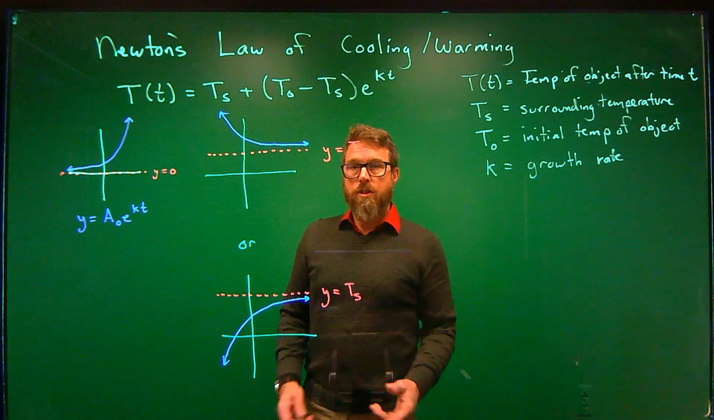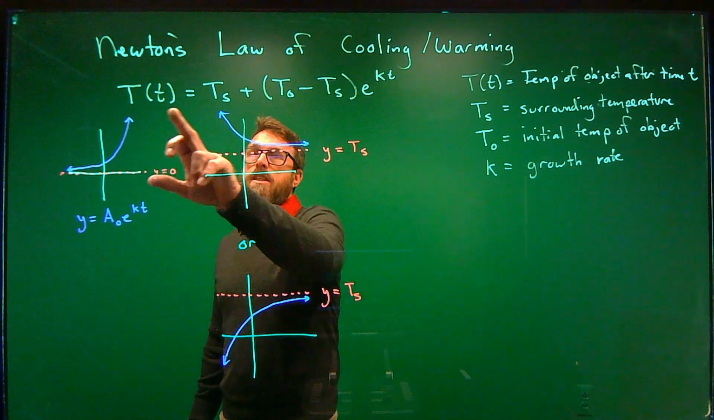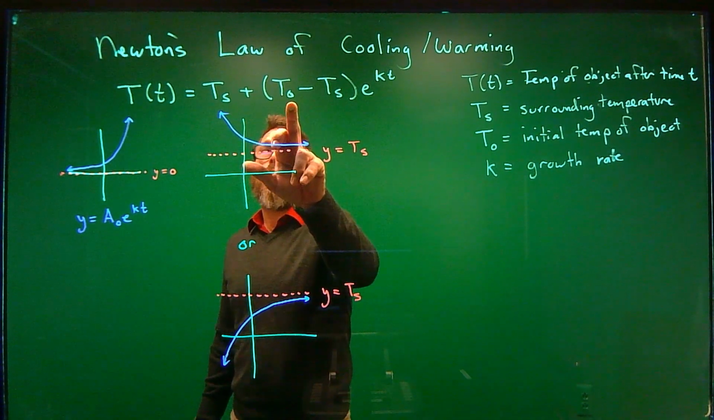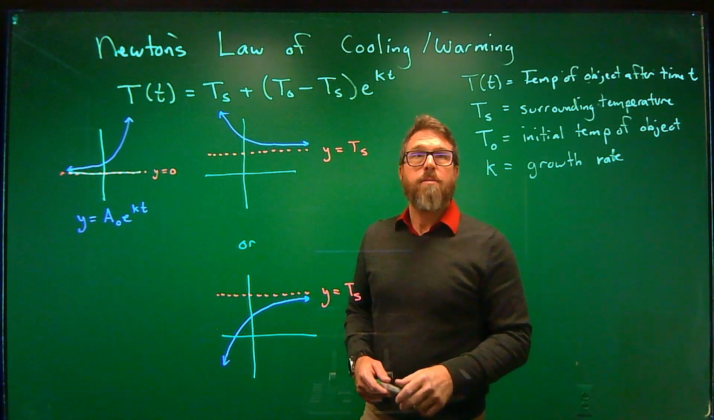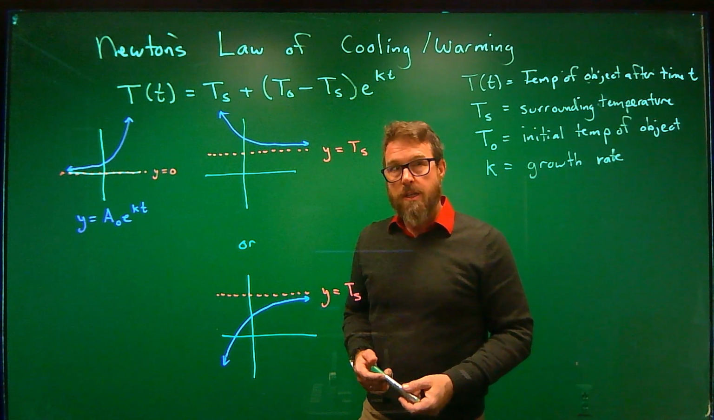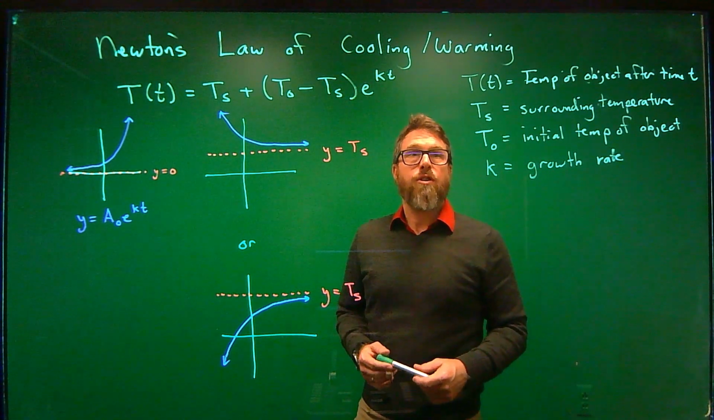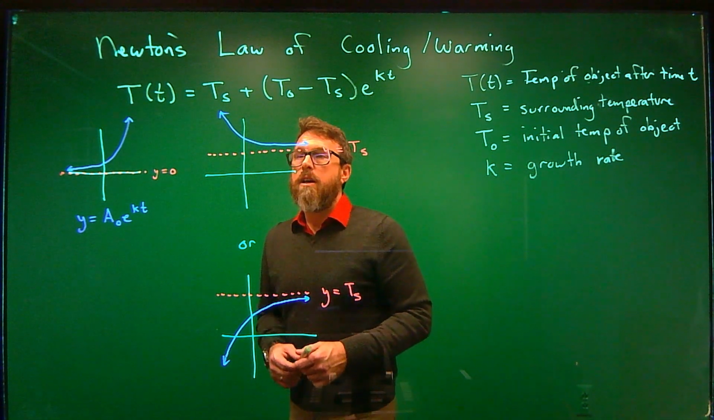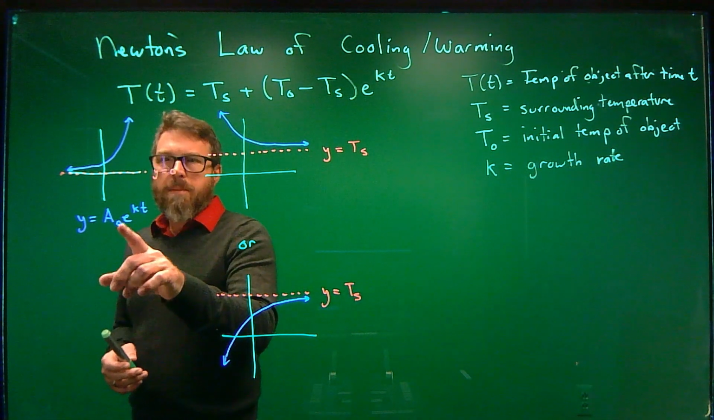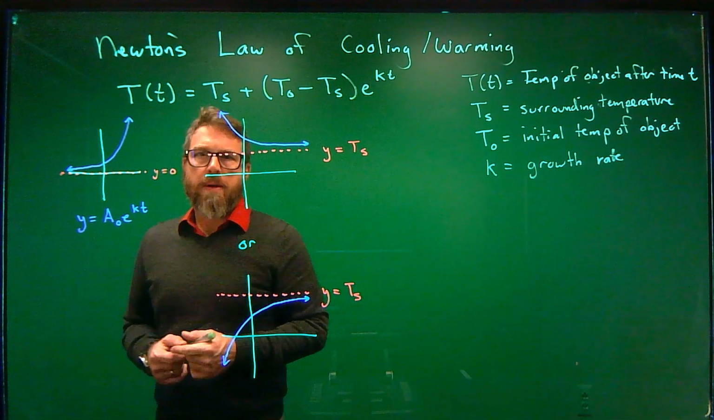So let's start out with the formula. T of t is equal to Ts plus T naught minus Ts, e to the kt. So T of t is going to be the temperature after time t. Ts is going to be our surrounding temperature. The initial temperature of the object is T sub naught, and then k is going to be our growth or cooling rate.